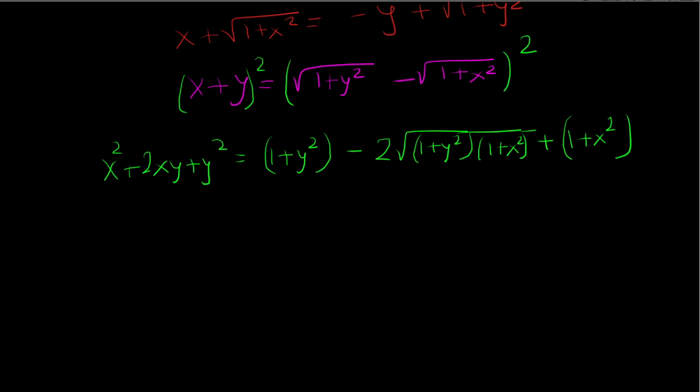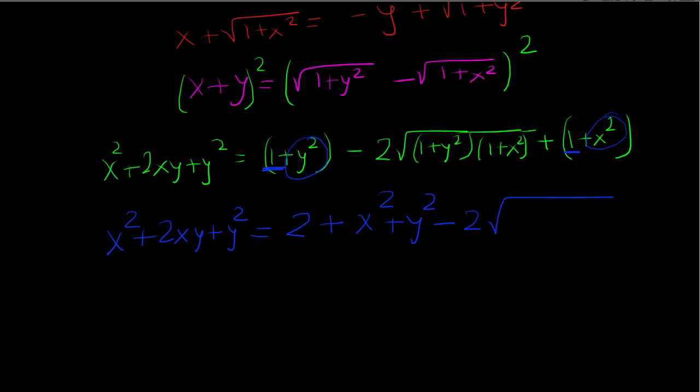So we'll simplify this further. So I have x squared plus 2xy plus y squared. And on the right, we have 1 and 1 here will make us 2. Y squared and x squared. So we'll just move that together. So it'll be x squared plus y squared. And then minus 2 times the square root.